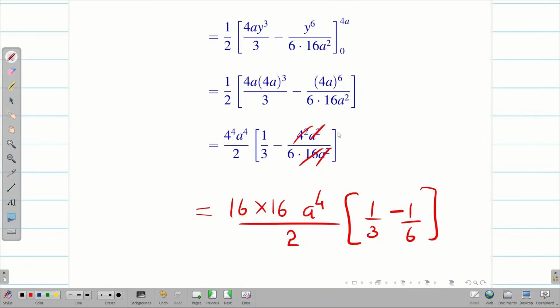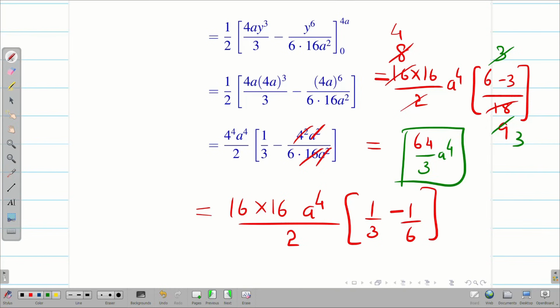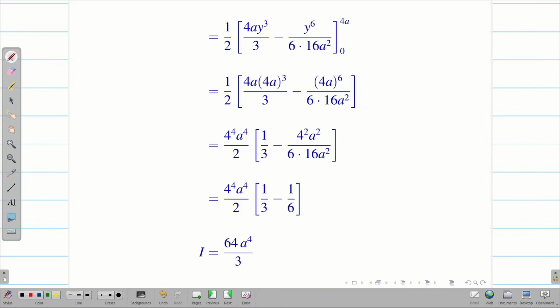So when I simplify this further, 16 into 16 divided by 2, a power 4. When I take LCM, I'll be having 18. 6 minus 3. So now this will get cancelled and then here I can cancel. So now 16 into 4, 64. Here 6 minus 3 will become 3. So that 3 will get cancelled with this 9 and we'll be having 64 by 3 a power 4. This is my solution, guys. Therefore, the answer is 64 a power 4 by 3.